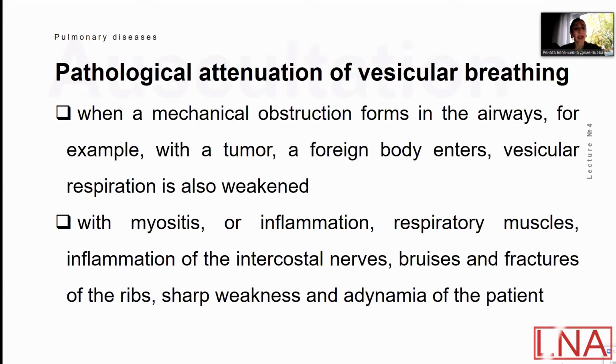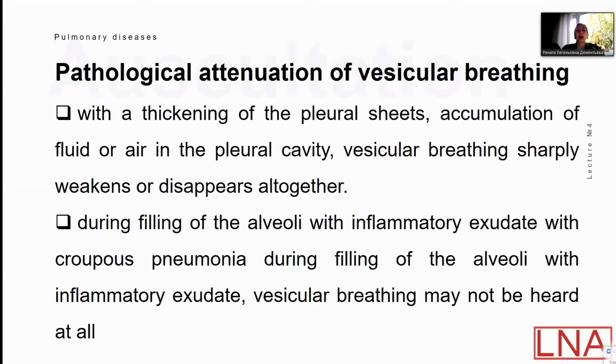In case of myositis or inflammation of respiratory muscles, inflammation of the intercostal nerves, bruises and fractures of the ribs, sharp weakness and adynamia of the patient, by the same reasons, it can lead to attenuation of vesicular breathing. In case of thickening of the pleural sheaths, accumulation of fluid or air in the pleural cavity, vesicular breathing sharply weakens or disappears altogether.